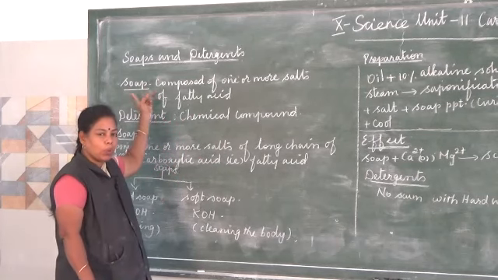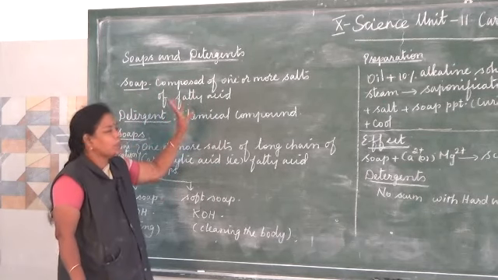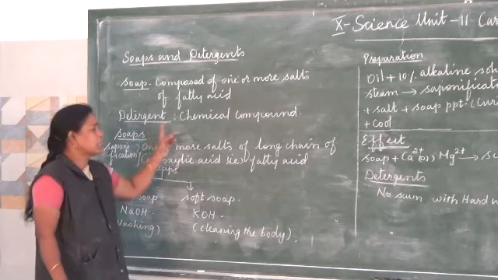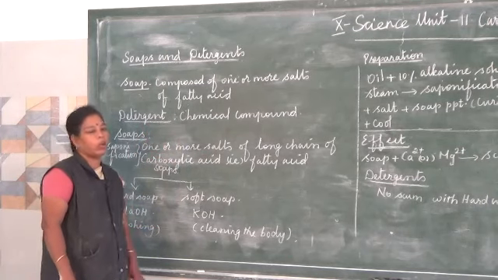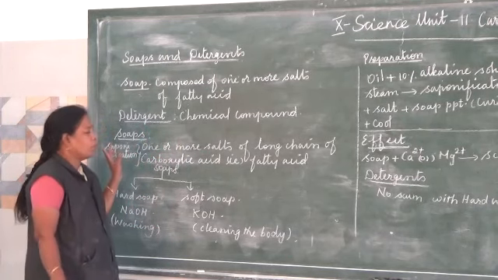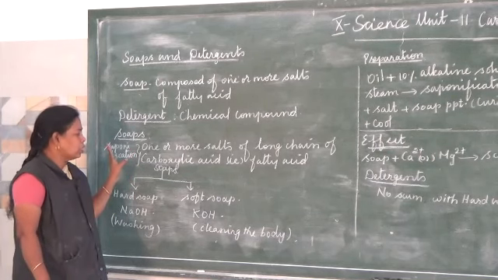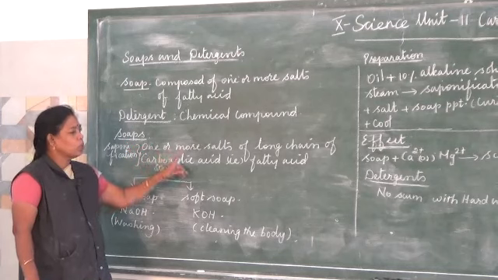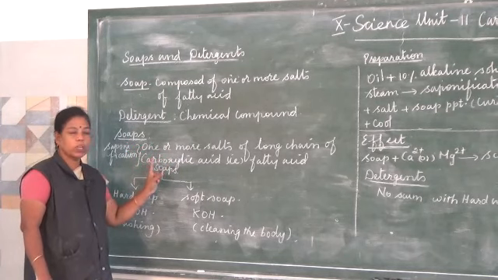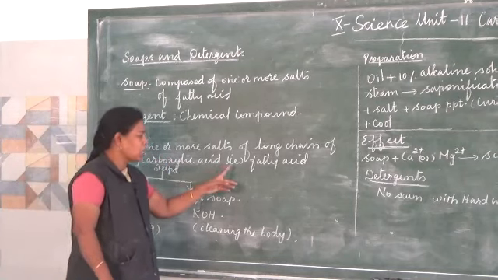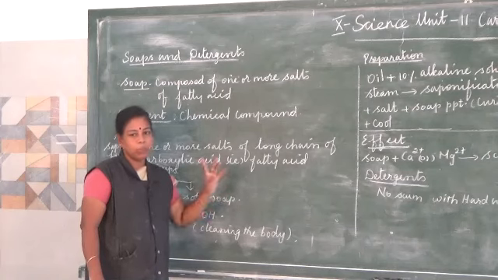Soap is composed of one or more salts of a fatty acid, and detergent is a chemical compound or combination of chemical compounds. Now we are going to see soaps. Soap is composed of one or more salts of long chain carboxylic acids, and the carboxylic acid is nothing but a fatty acid.